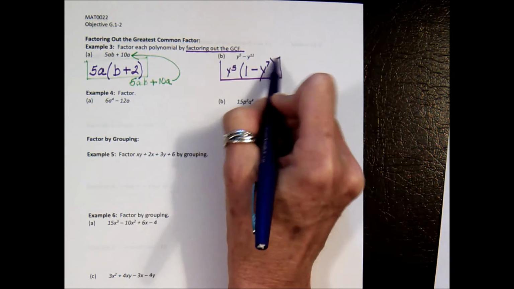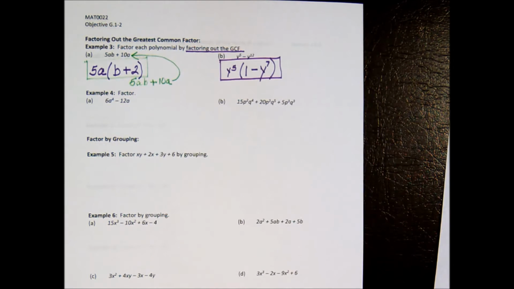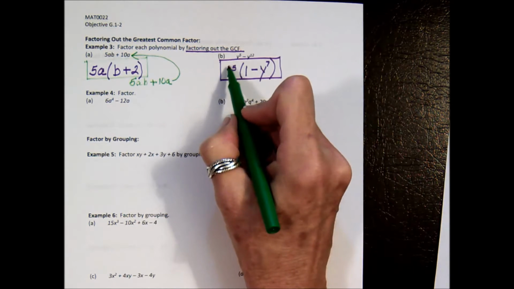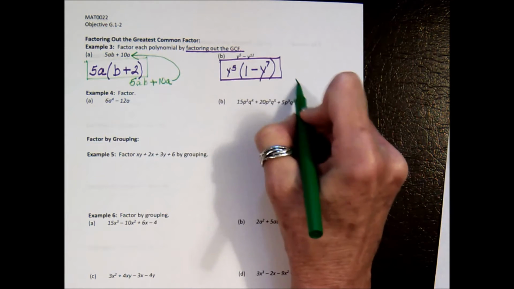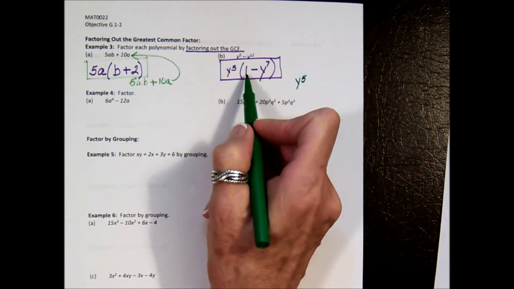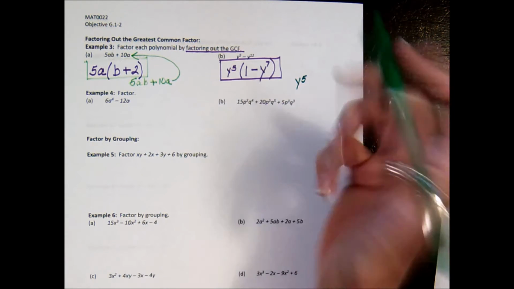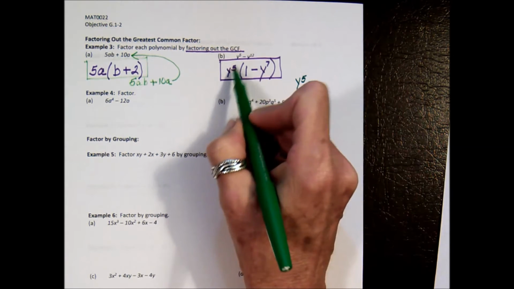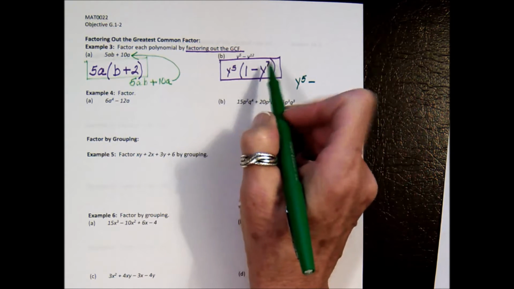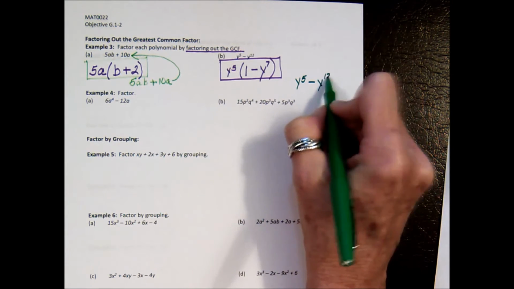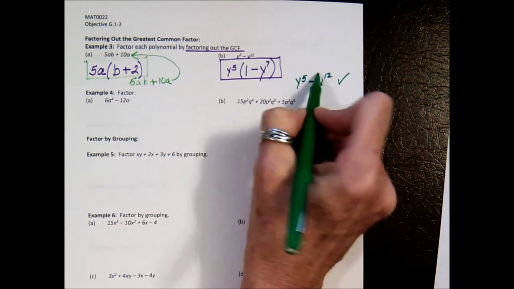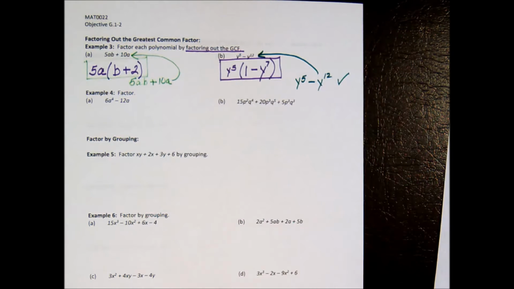This is my answer, but I'm going to check it with the distributive property in green here. So y to the 5th times 1 would be y to the 5th. That's why you got to have the 1 there. And then minus y to the 5th times y to the 7th, product rule. I add my exponents and I get y to the 12th, and it checks because it matches what I started with.